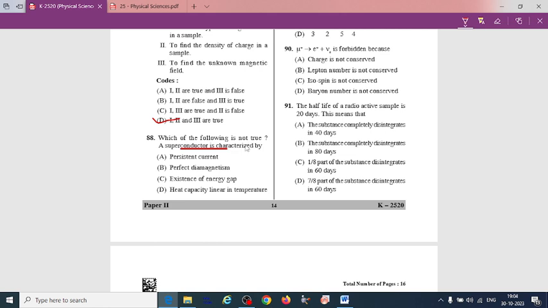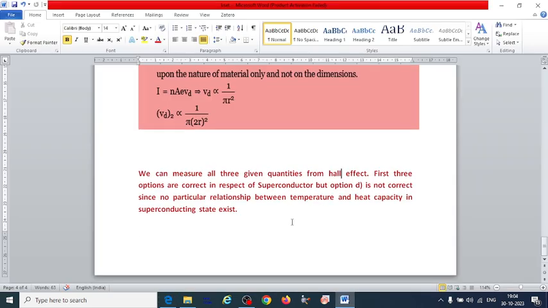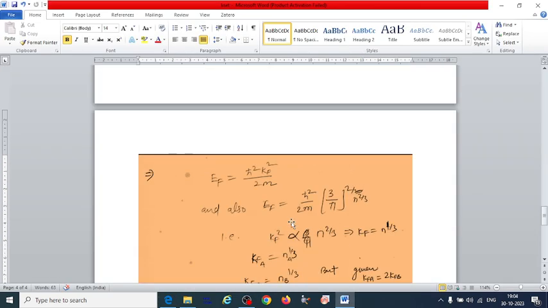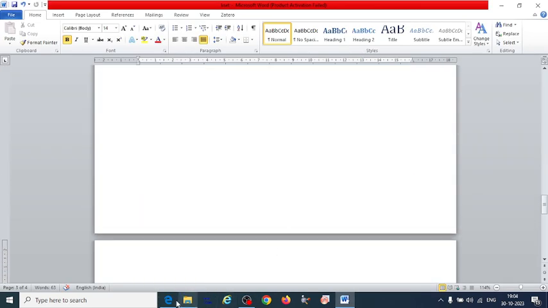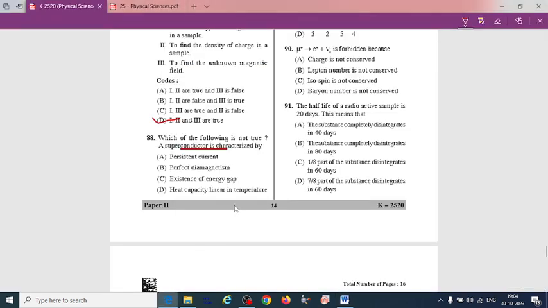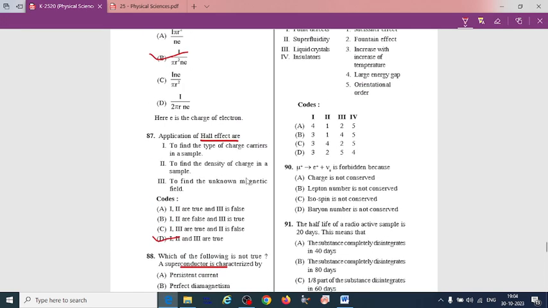Which of the following is not true? A superconductor is characterized by a persistent current, perfect diamagnetism, existence of an energy gap, and heat capacity linear in temperature. So actually the correct answer for this is option D, heat capacity linear in temperature. All these three are properties of a superconductor.